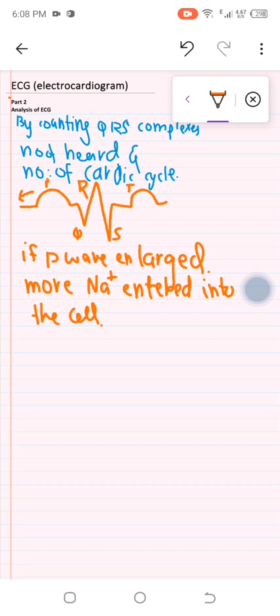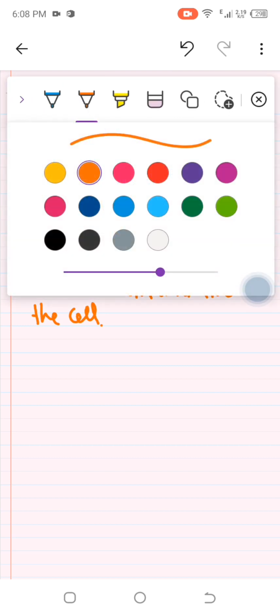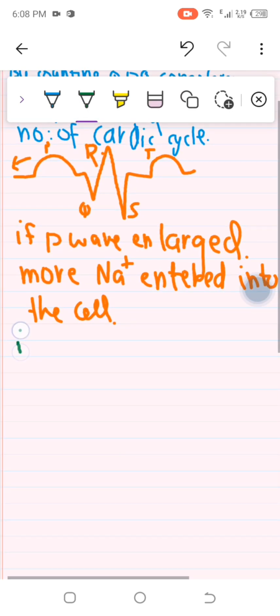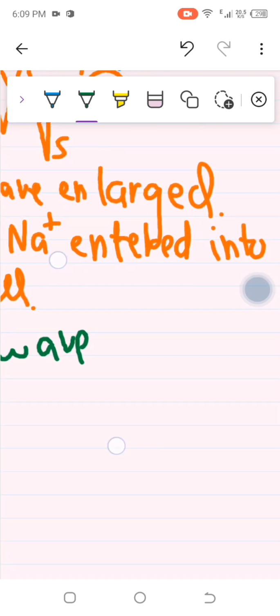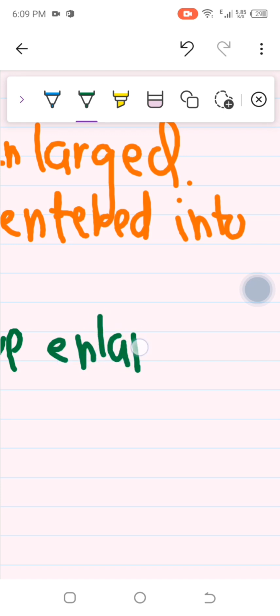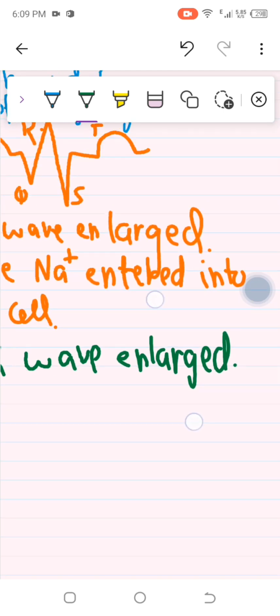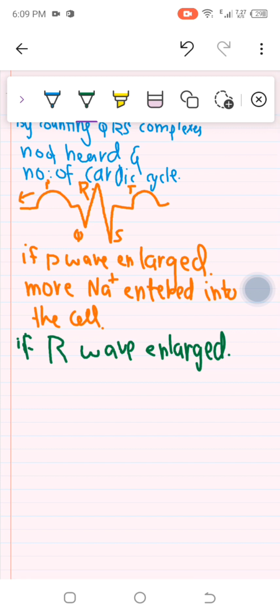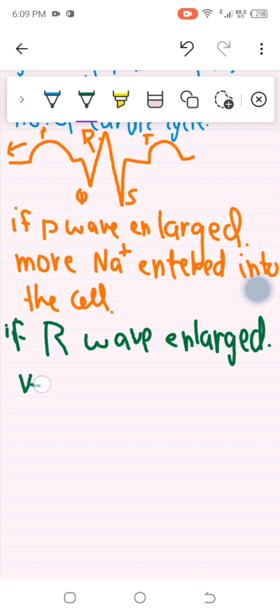Another thing we have is enlargement of the R wave. If the R wave is enlarged, what will happen? As the R wave represents the ventricles, this means the ventricles are enlarged.